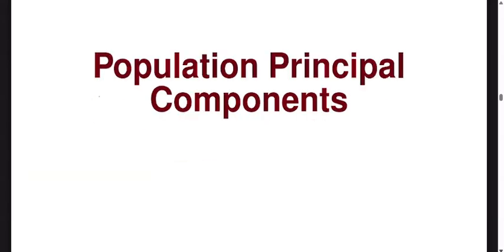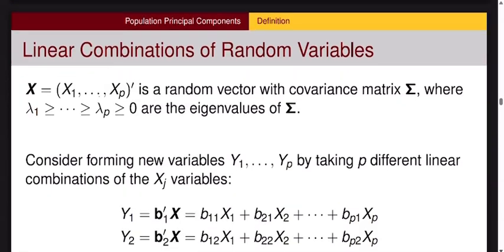Now, I'll quickly walk you through the population principal components, and I'm also going to walk you through the sample. The population is when you have a population of data. We don't normally have a population of data; we normally take a sample. But let me show you this.